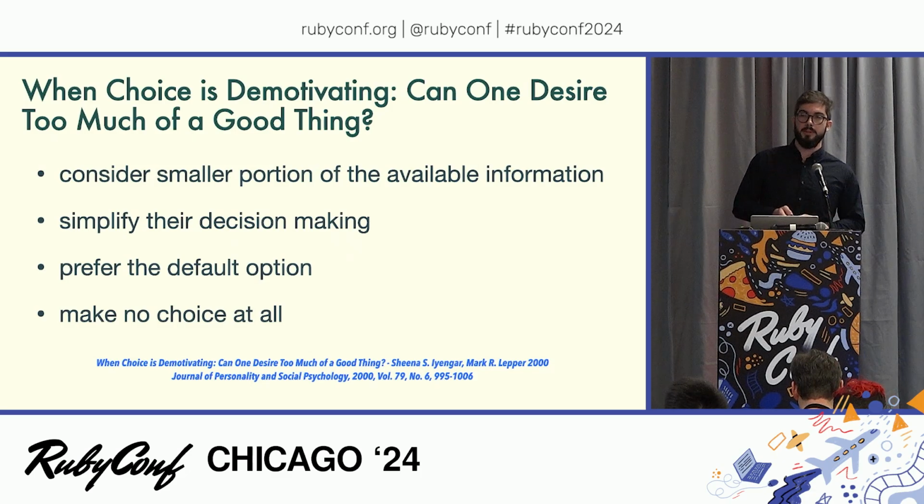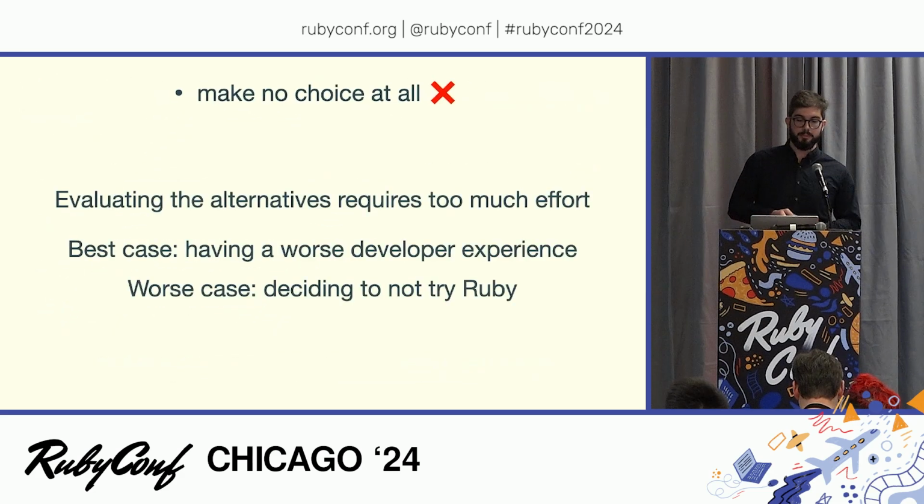If we go back to the article that we were discussing at the very beginning, what we want to avoid is being in the last option of making no choice whatsoever. That would mean that evaluating all of the different options requires so much effort that in the best possible case, the developer might be neglecting an entire category of tooling by choice. And in the worst possible case, they might decide to not try out Ruby and go try some other language that is easier to get started.